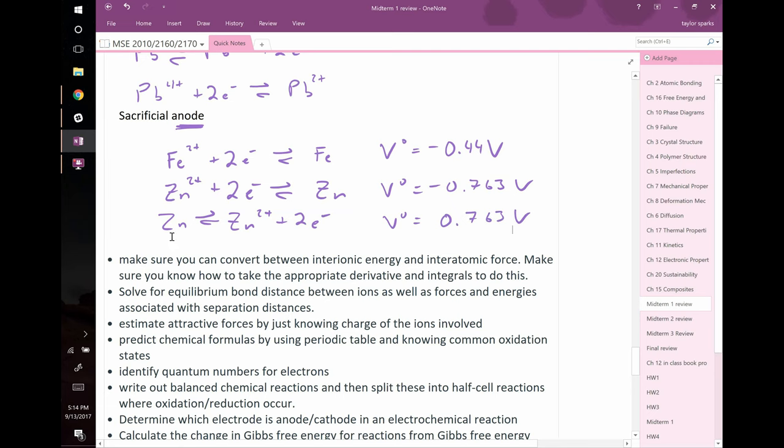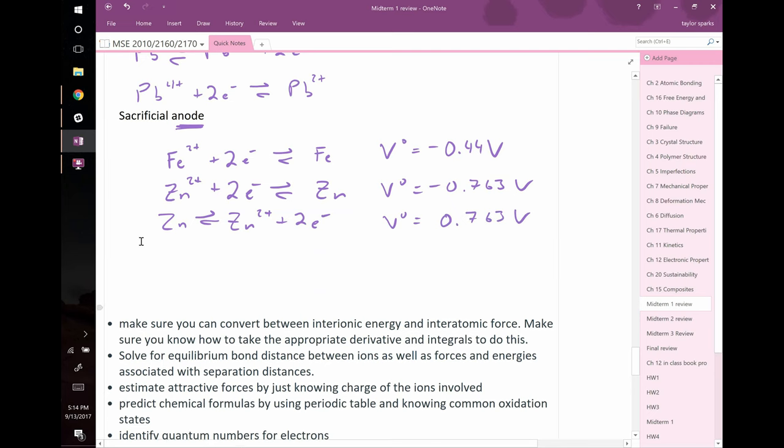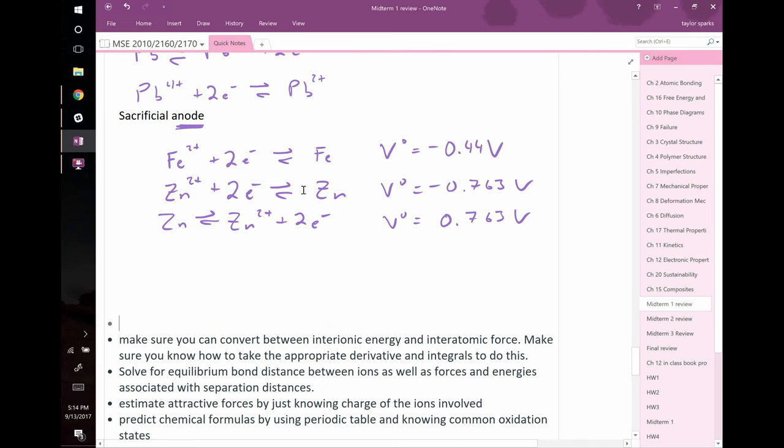And now when we add together our iron and our zinc written as an oxidation, we get a positive voltage, right? It's positive 0.3 something, right? So our delta V naught is now greater than zero. So it's spontaneous, right? Zinc will corrode and iron will not. So we could have chosen other things. It didn't have to be zinc. It just needed to be something below iron on the reduction table.